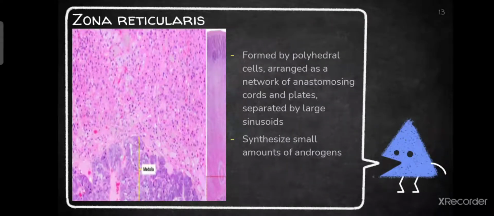The zona reticularis is the innermost layer of the adrenal cortex and directly abuts the adrenal medulla. These epithelial cells are trabeculae with less cytoplasmic vacuolation than the zona fasciculata.